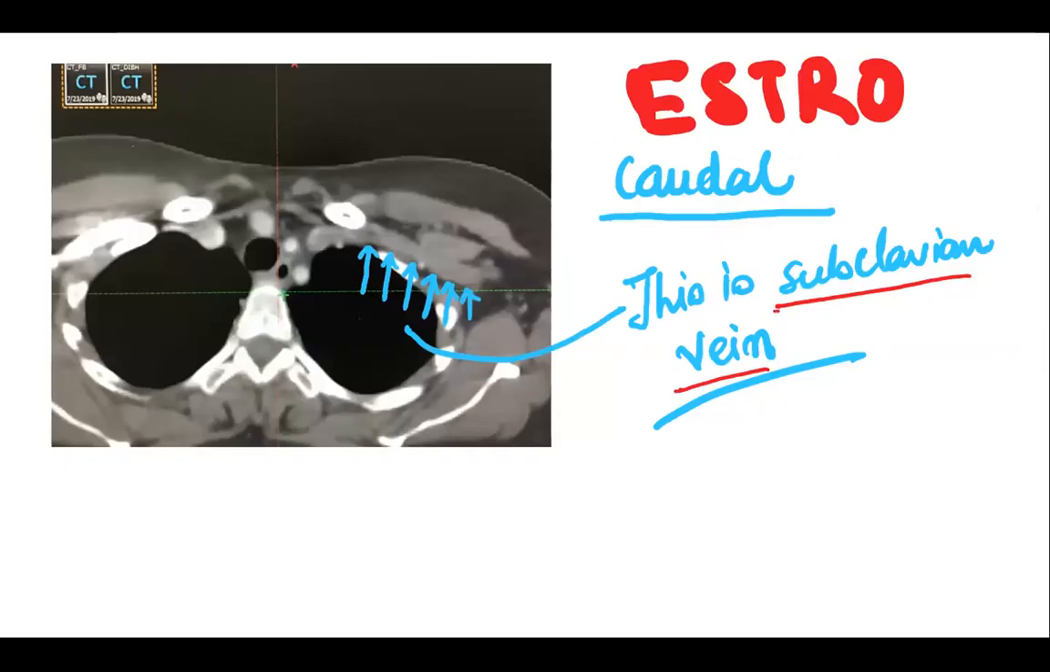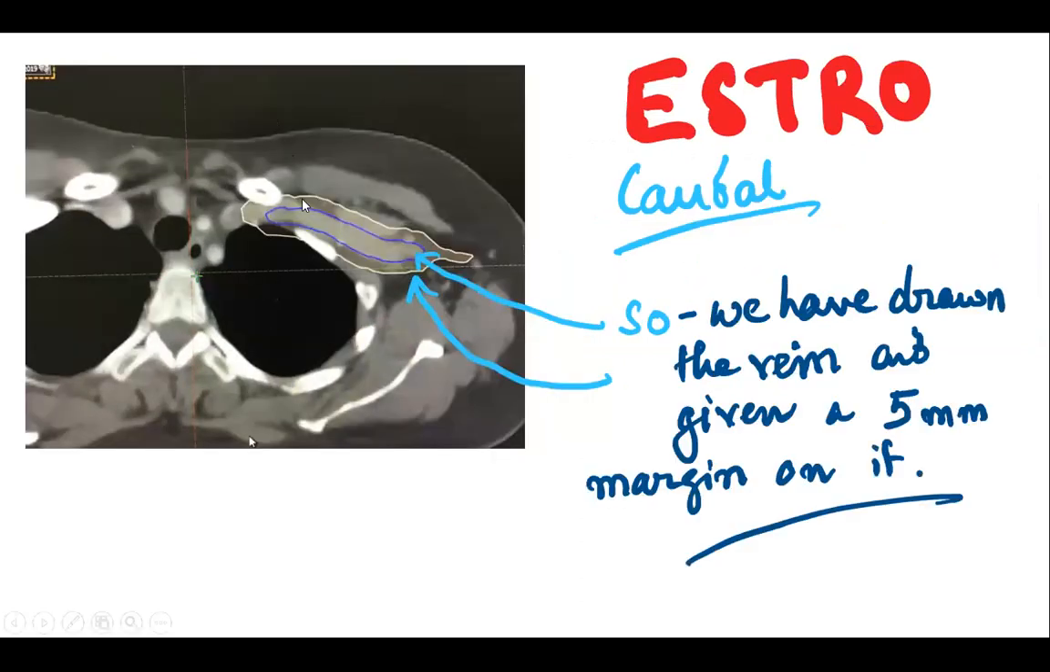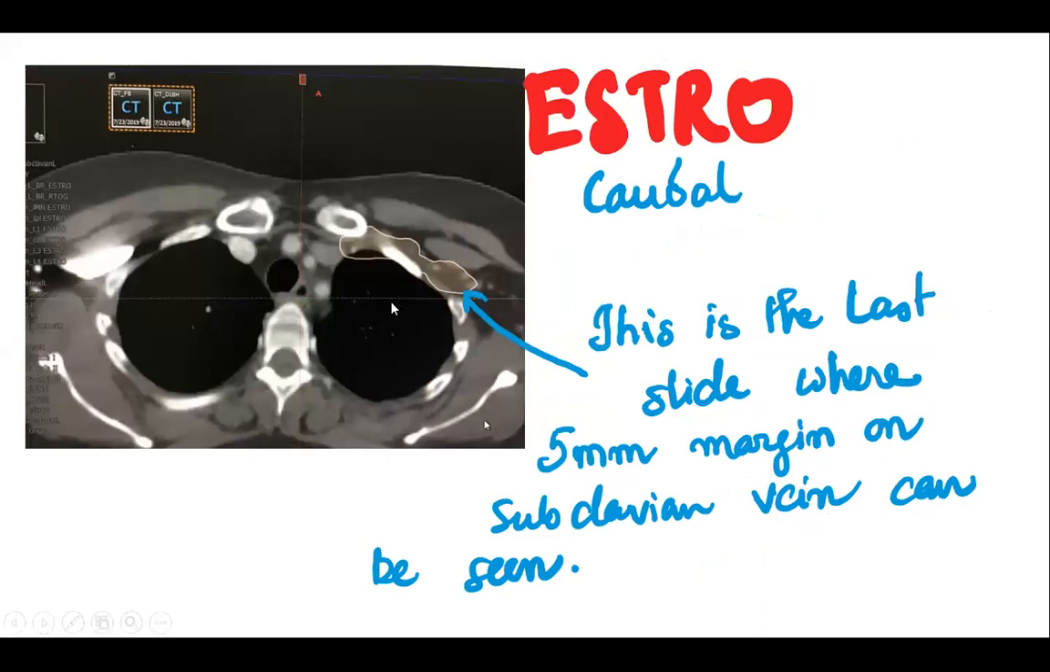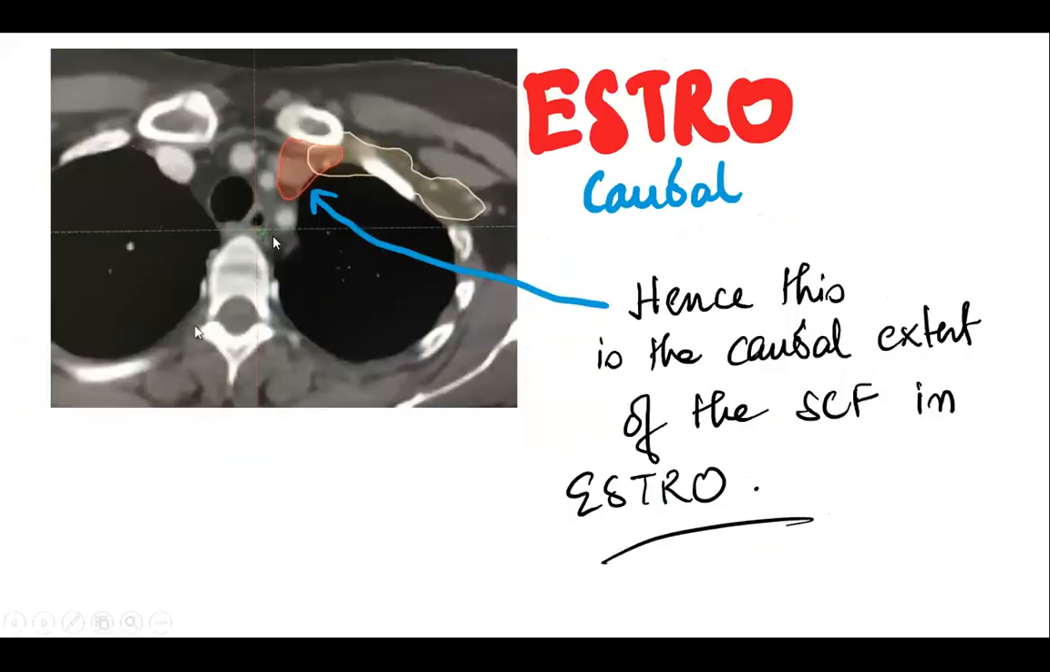So first I need to identify the subclavian vein. Then I will contour it, and then I will give a 5 mm margin to this vessel. So now the last slide where I can see this 5 mm margin on the subclavian vein will be the caudal border of the ESTRO supraclavicular node station. Okay. So here I will be contouring my caudal border of the ESTRO according to the ESTRO CTV.